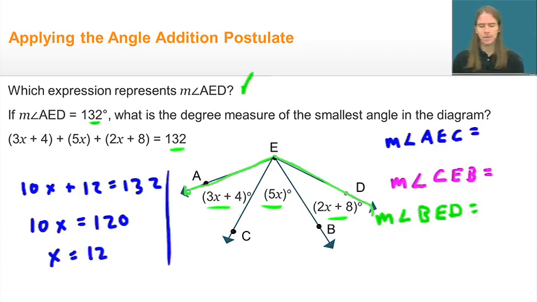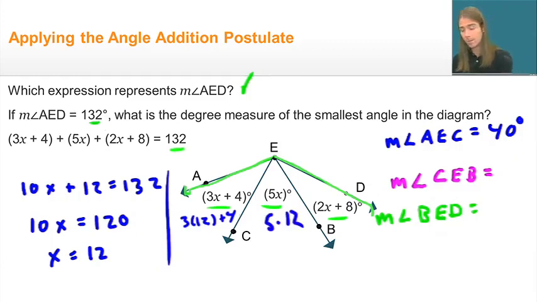Our final step for this is to substitute x into each of those expressions. So 3 times 12 plus 4 is equal to 36 plus 4, which is 40 degrees. 5x gives me 60 degrees, 5 times 12. And then finally, 2 times 12 is 24 degrees, plus 8 more, that is 32 degrees.